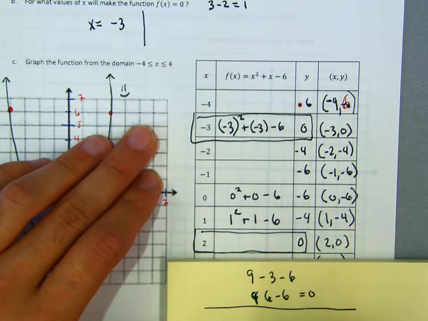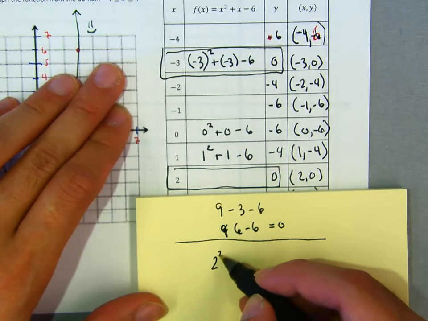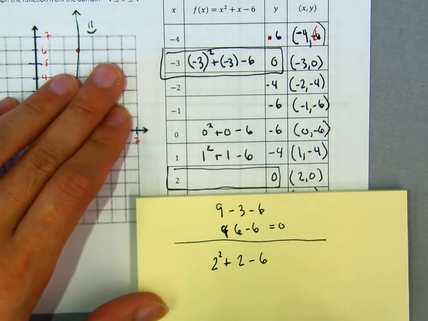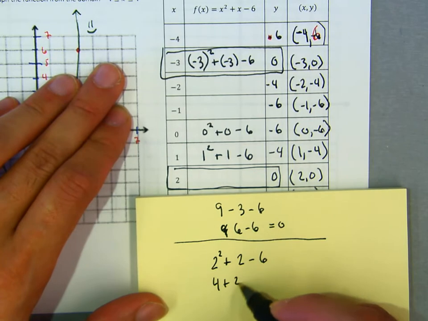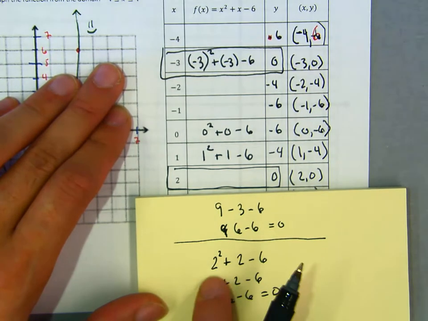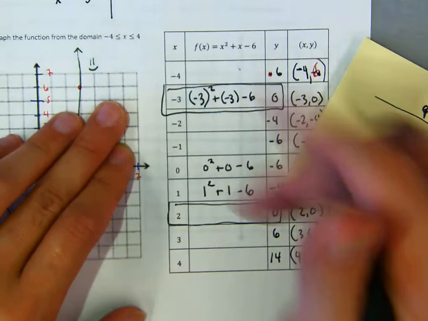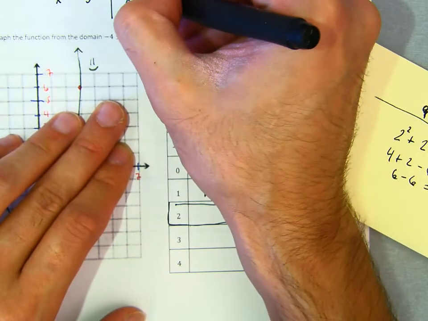If we could check, if you want, just check it real quick. What is 2 squared plus 2 minus 6? That is 4 plus 2 minus 6, which is 6 minus 6, which is 0. So when I plug in 2 for x into this function, I also get 0. So notice these are the two values.